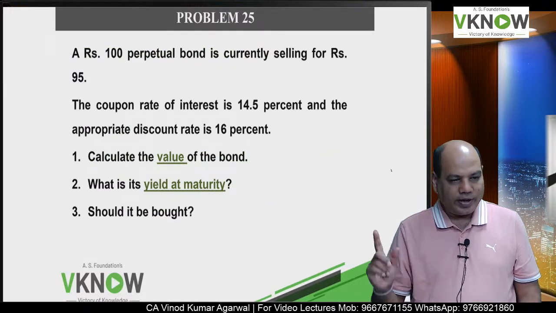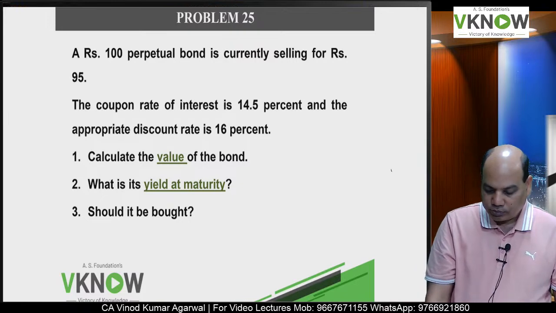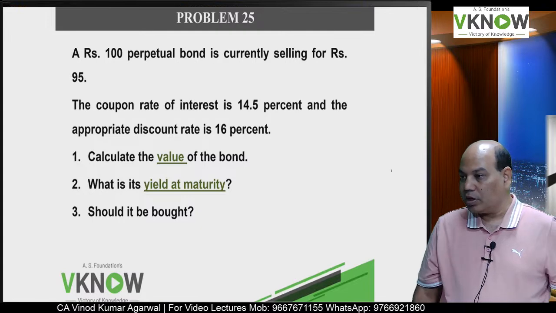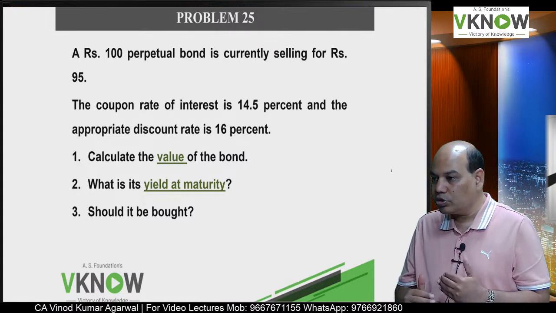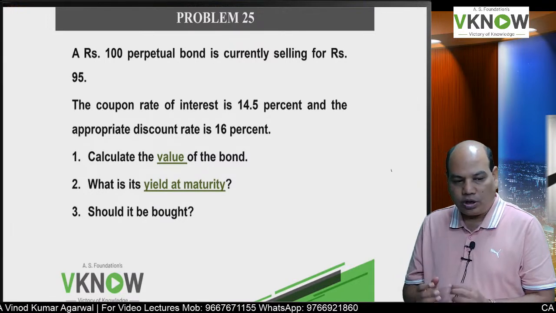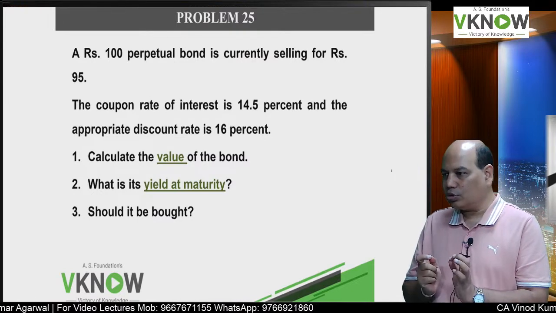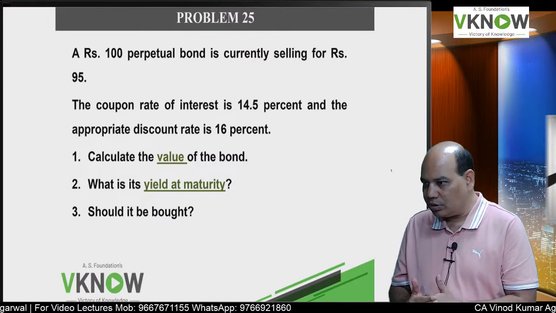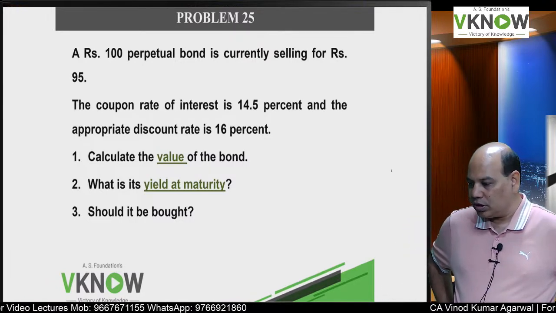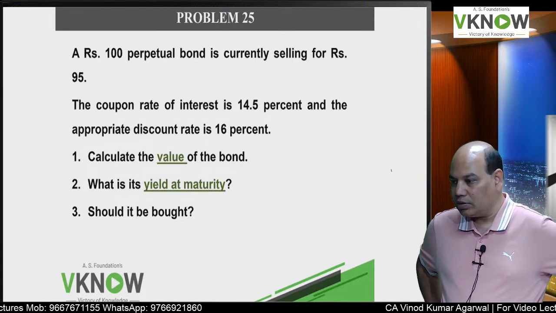Question number 25. A rupees 100 perpetual bond. We have taken questions of all varieties. Some questions are not in the study material, but there is a concept, so we have brought questions from different sources. On every concept, there is a question in our book. A rupees 100 perpetual bond is currently selling for rupees 95. So 95 is the current market price.